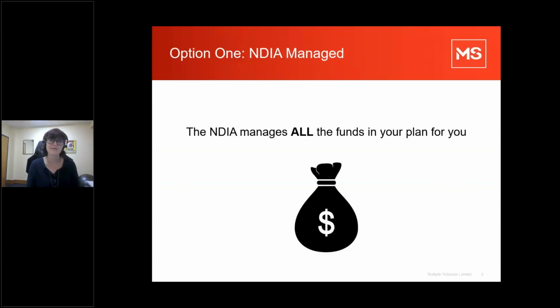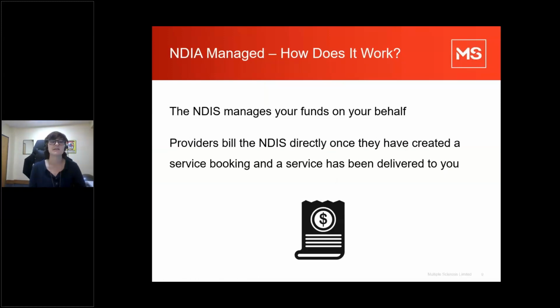So we now have NDIA Managed. This may look like Agency Managed on your NDIS plan. Agency Managed means that all of your invoices and all of your services are paid for by the NDIA directly. When we say NDIA, we mean the National Disability Insurance Agency, not the scheme. So the NDIA will manage the funds on your behalf. The providers will bill directly to the NDIS once they have created a service booking. A service booking is the provider allocating a specific amount of funding for the services they're going to provide for you. As they provide those services, they withdraw from that funding.